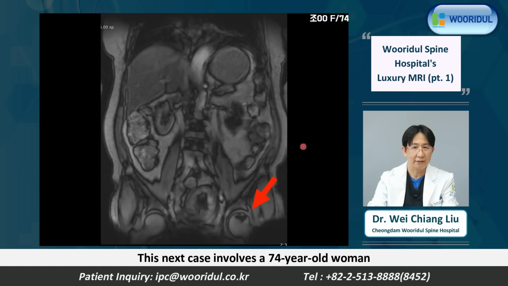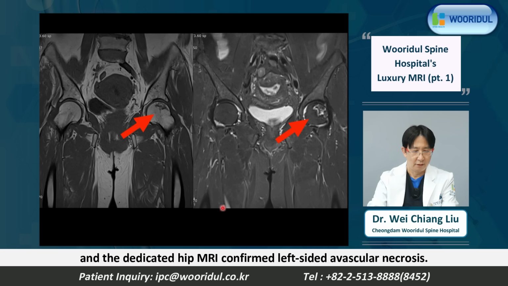This next case involves a 74-year-old woman who underwent lumbar MRI for suspected disc herniation. The scout image showed a dark line in the left hip, and the dedicated hip MRI confirmed left-sided avascular necrosis. By including the hip joints in the scout sequence, we can significantly reduce the risk of misdiagnosing hip AVN.